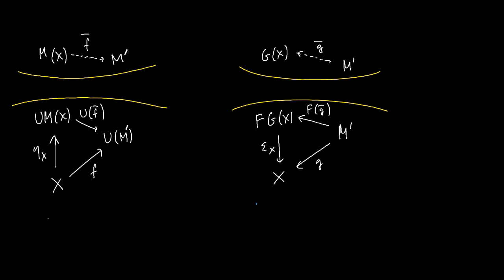Given the first case, this was an initial object in the comma category X comma U. In the second case, it will be a terminal object in the category F comma X. Now you see the roles have been swapped here as well.